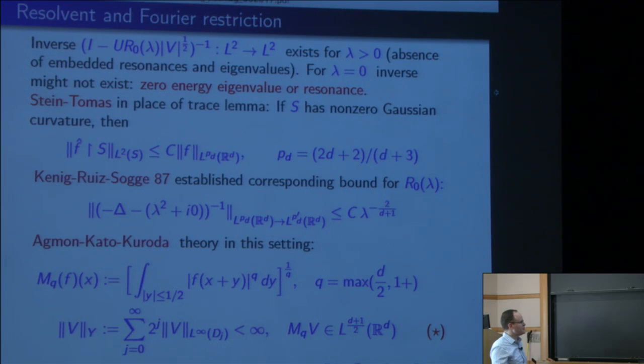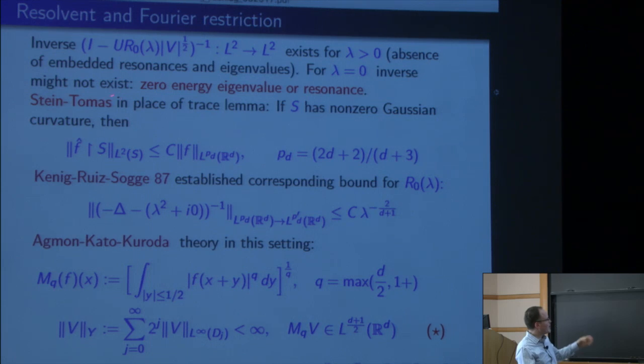It may or may not exist, and this is the fundamental zero energy issue that you have. You say exactly that zero energy is neither an eigenvalue nor a resonance if this inverse exists at zero energy, which may or may not be the case. Now then, it's natural, and my collaborator on this issue is here, Alex Ionescu, and I looked at what happens.